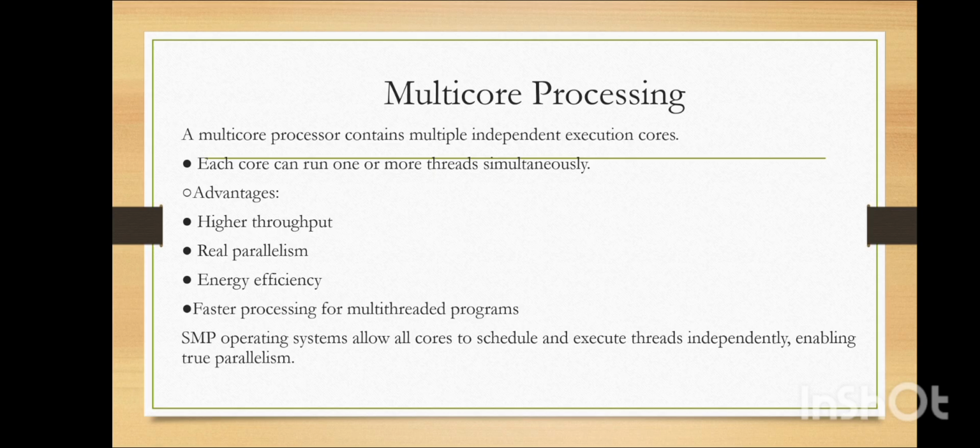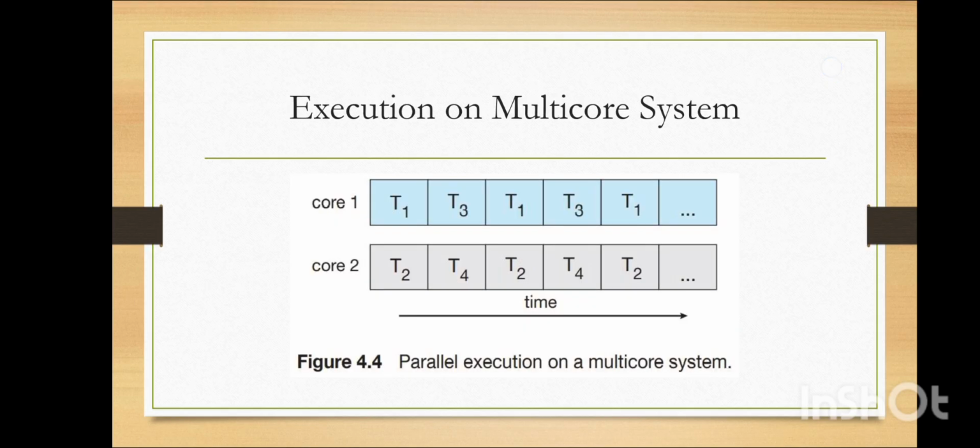Multi-core processing. Modern CPUs have multiple cores. Each core can run one or more threads. Multi-core processing gives us real parallelism, higher throughput, energy efficiency, faster execution for multi-threaded programs. Operating systems that support SMP can schedule threads across all available cores.